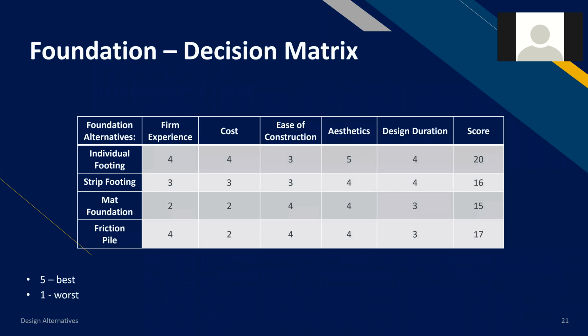From the decision matrix, we compared the 4 designs using firm experience, cost, ease of construction, aesthetics, and design duration, and the individual footing and friction pile came out on top.